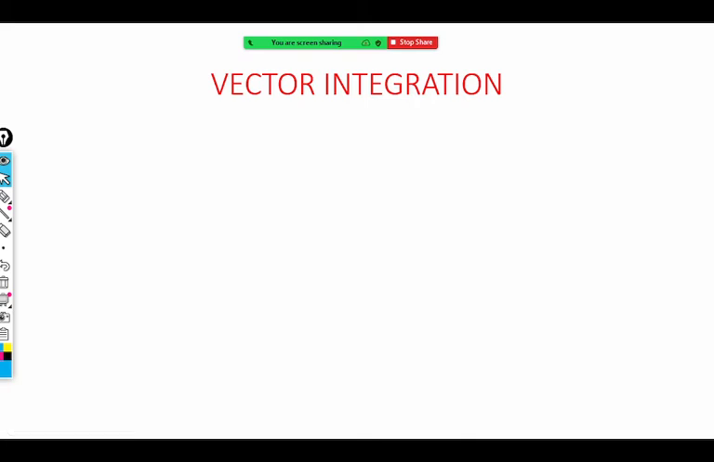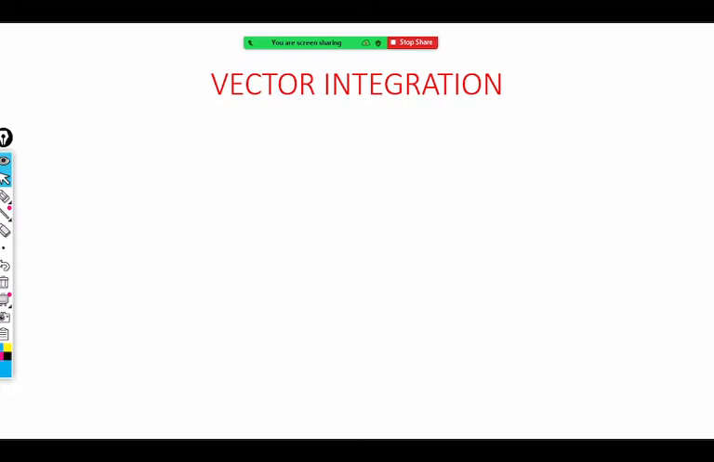So here is the first session on vector integration. In the last three sessions, we saw first the velocity and acceleration, then the second session was about the gradient, and the last session was divergence and curl. So in today's session, we are starting vector integration now.